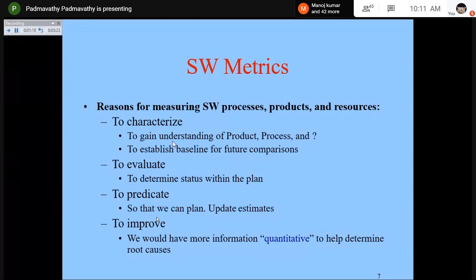To evaluate, to determine the status within the plan. You will be having a project plan and you have to check whether you are going as per the plan, or you have deviated from the plan by moving faster, or you are behind the schedule. To evaluate that, you need metrics. To predict, so that we can plan: update the estimates. We can plan for the future to that extent.